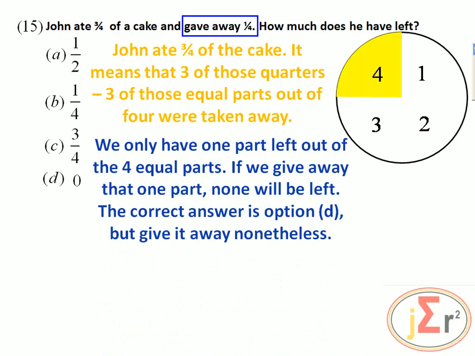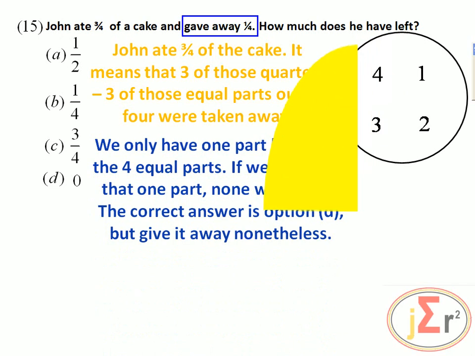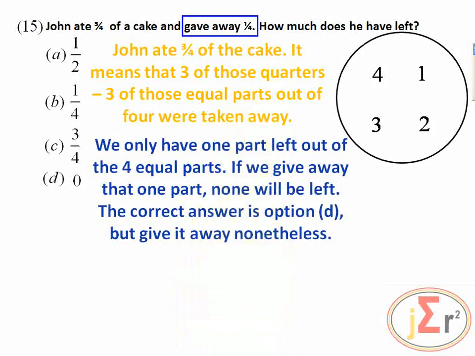But give it away nonetheless. So let us give it away. There it goes. Gone. So how many of those equal parts are left? 0. And 0 out of 4 is still 0. So the amount of the cake that is left is 0.